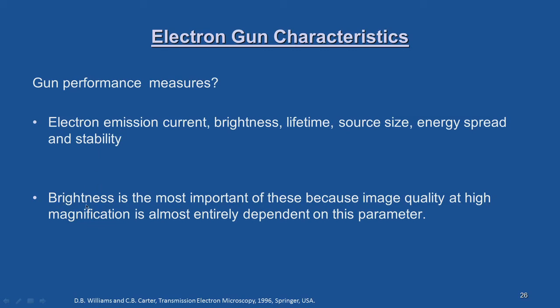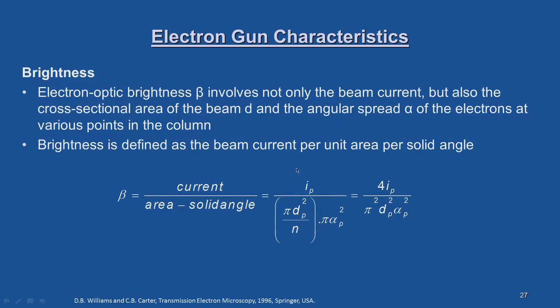Another important parameter is brightness, which is the most important of all, because image quality at high magnification is almost entirely dependent on this parameter. So, we have a definition for this brightness. Electron optic brightness beta involves not only the beam current, but also the cross sectional area of the beam d and the angular spread alpha of the electrons at various points in the column.